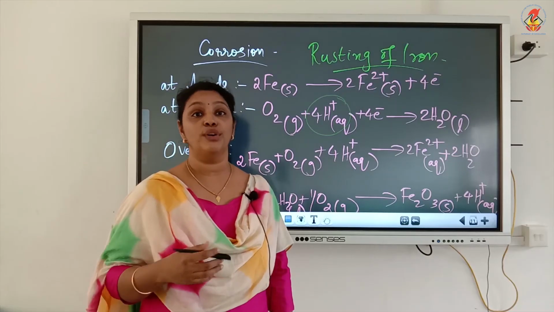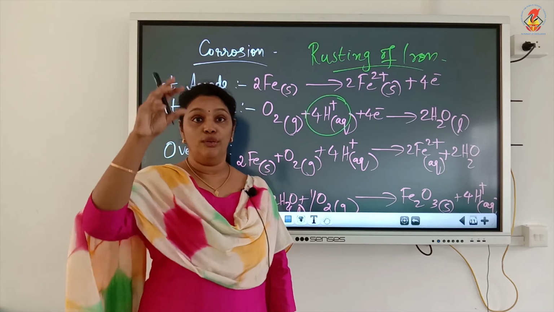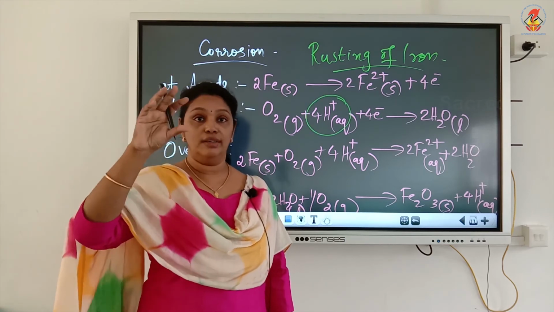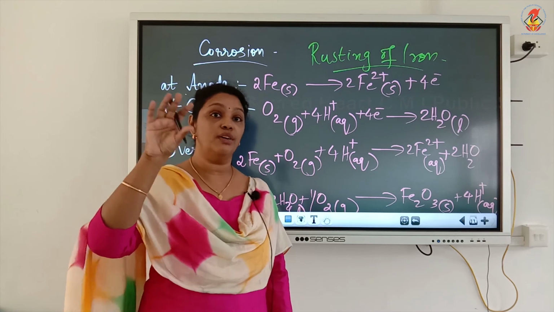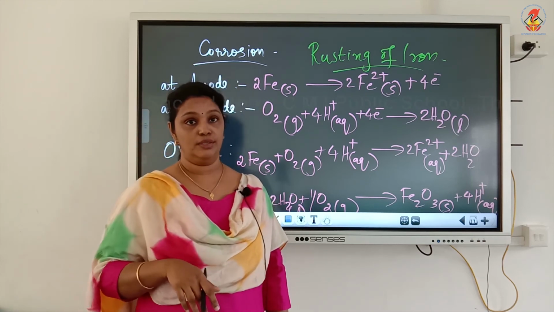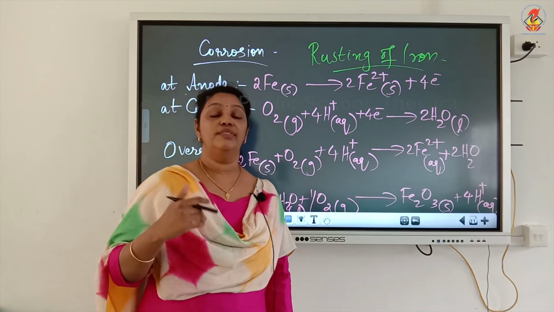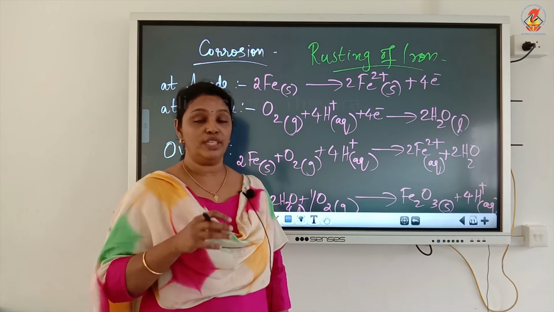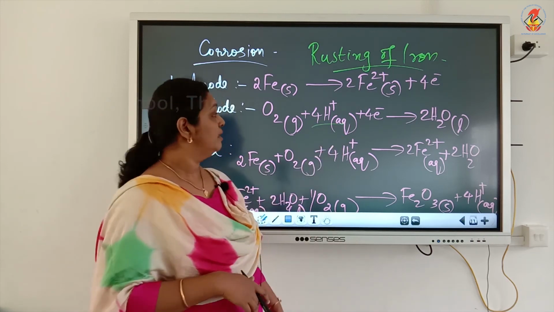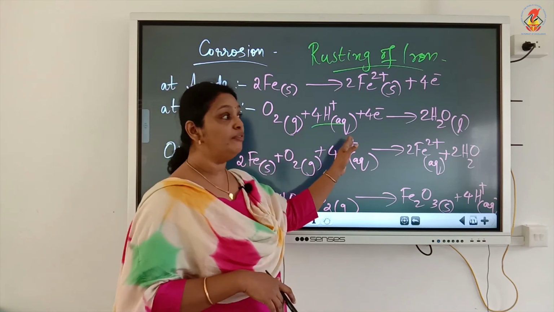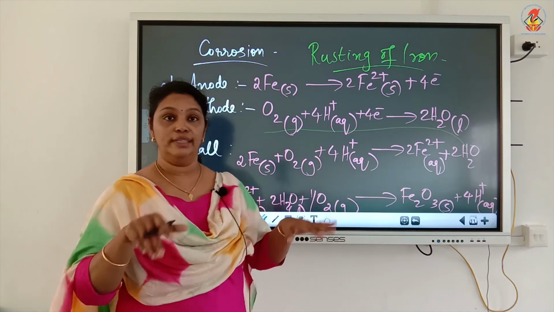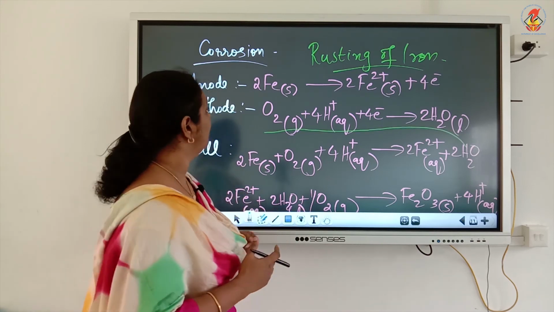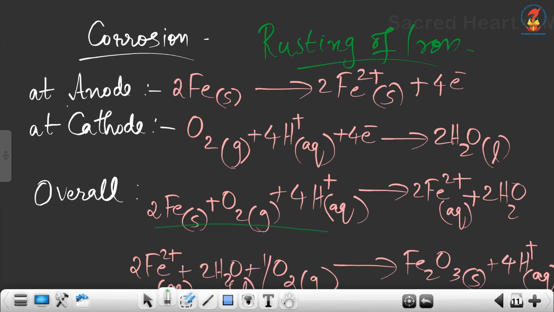Now this H+ ion is formed by the dissolution of carbon dioxide present in the atmosphere in water. So you know that H2O plus CO2, we get carbonic acid H2CO3, from which we get this H+ ion. So the reduction of oxygen takes place in presence of H+ ion, and this is the reduction equation. So we got our anode and cathode on the iron object. Now the overall reaction is 2Fe plus O2 plus 4H+ gives 2Fe2+ plus 2H2O.